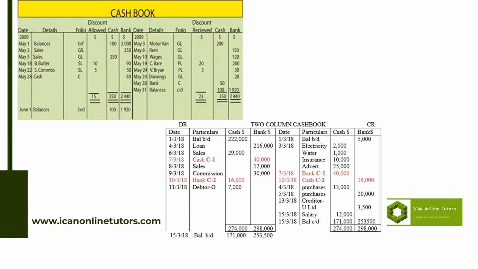All right. So what is now the difference between the 2-column and 3-column cash book? It is about discount. In the 2-column cash book, there's no discount. But in the 3-column, we have discount. That's why we call it 3-column: cash, bank, and discount. But in the 2-column, we only have cash and bank. All right.